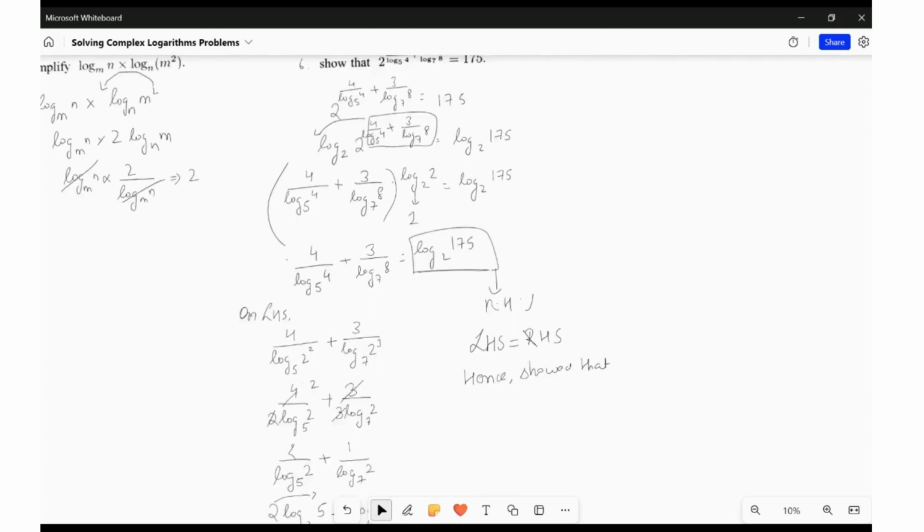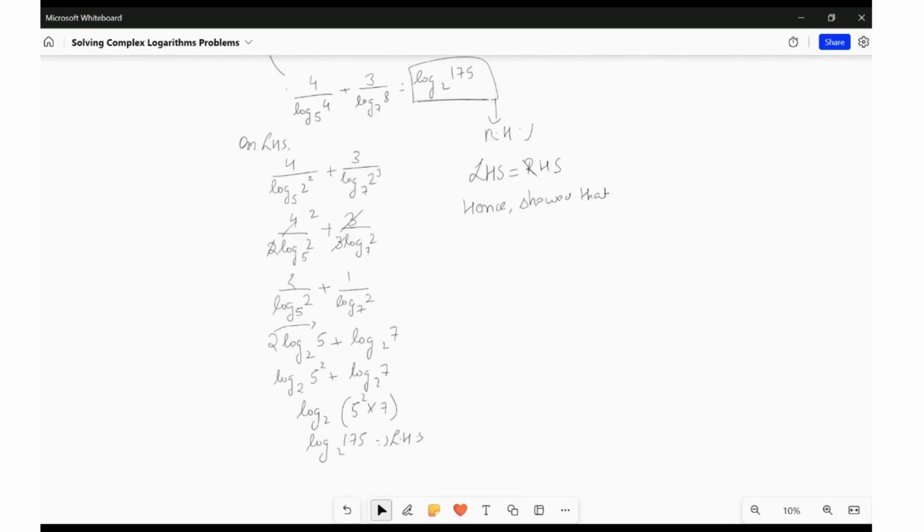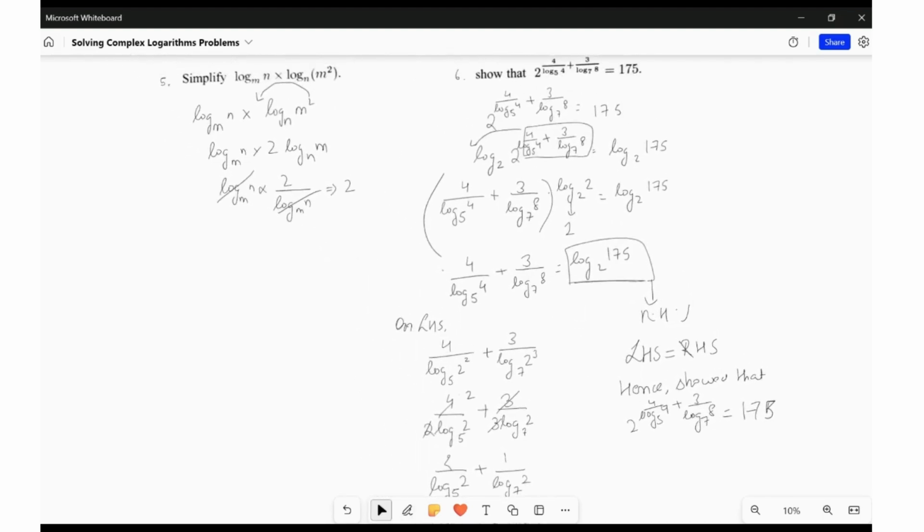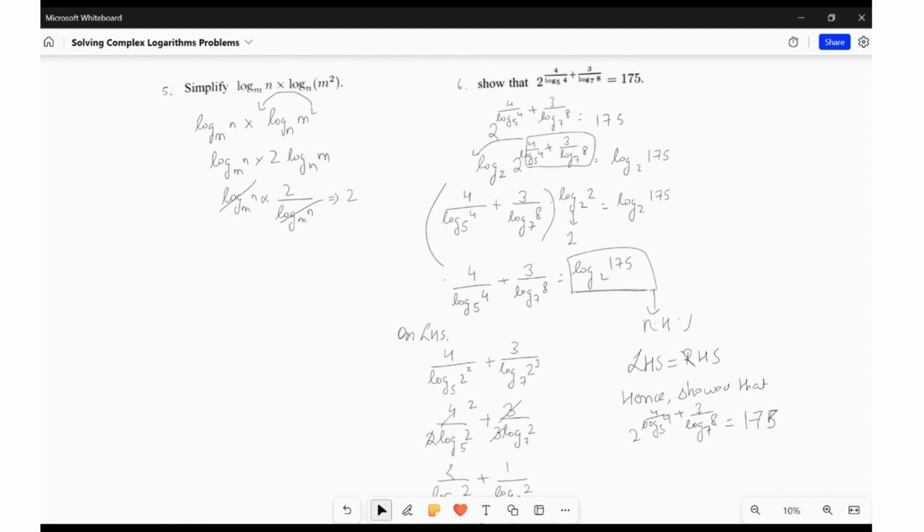What was the question? Yeah. So 2 power 4 by log 4 base 5 plus 3 by log 8 base 7 is equal to 175. Okay. So these problems were easy.